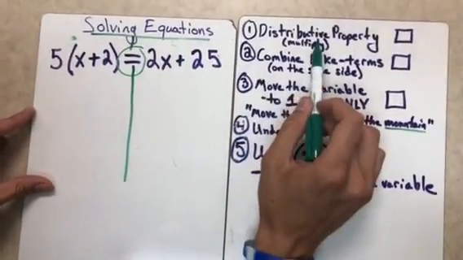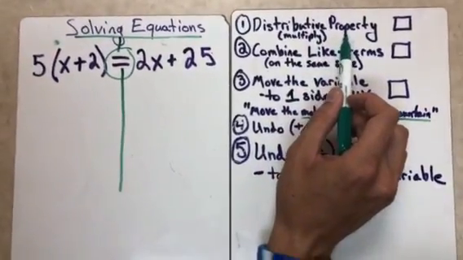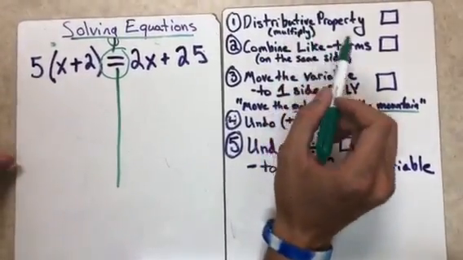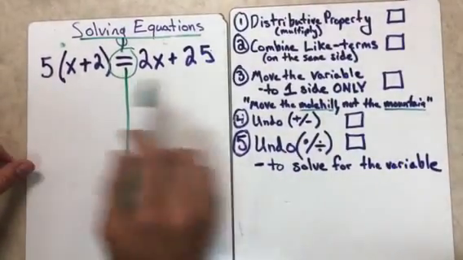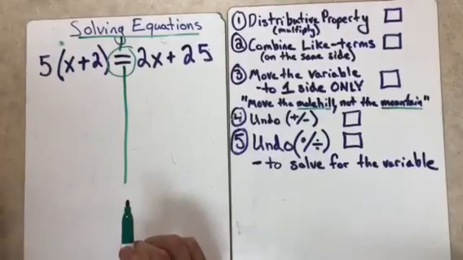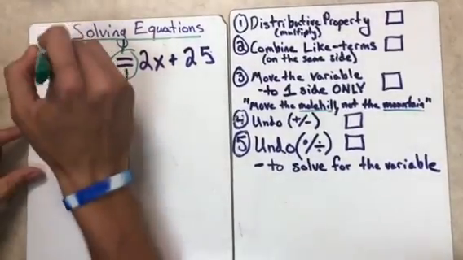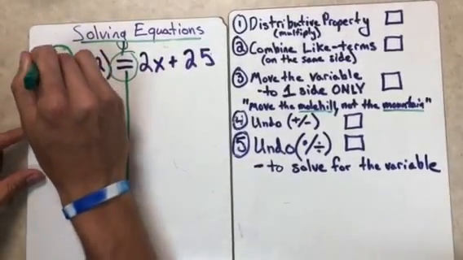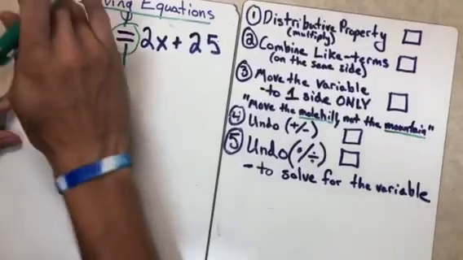What's the first step to solve an equation? To use the distributive property. For a quick reminder, we always distribute whenever we have parentheses. Do we have parentheses in this equation? Yes, on the left side of the equation. So the distributive property means to multiply the term outside to each term inside the parentheses. So first thing we're going to do is distribute.